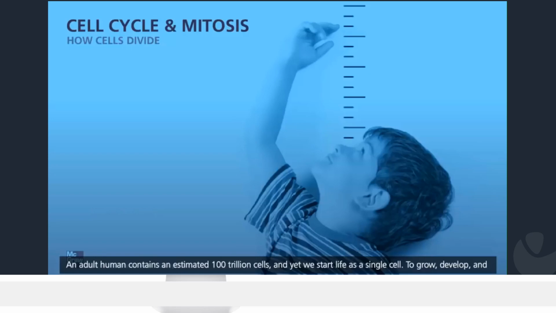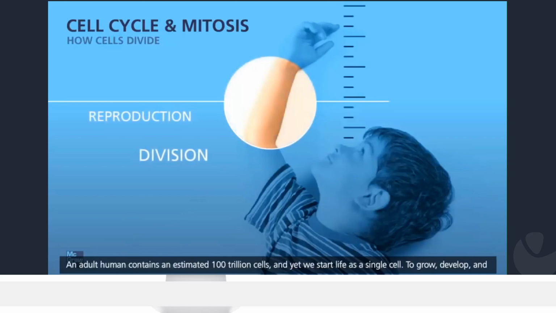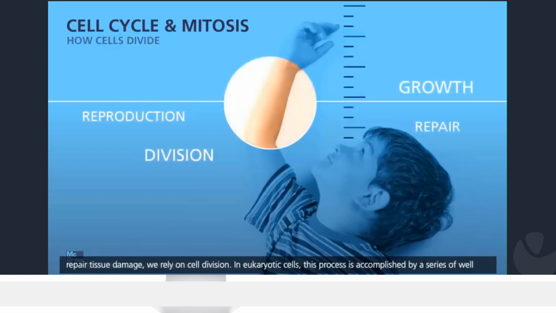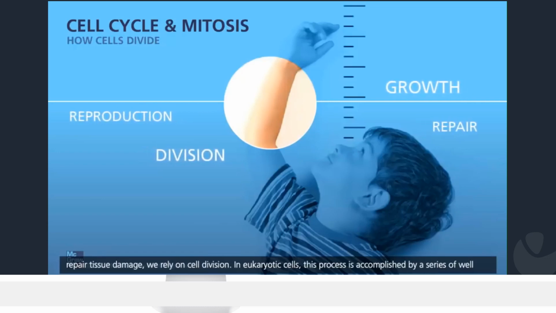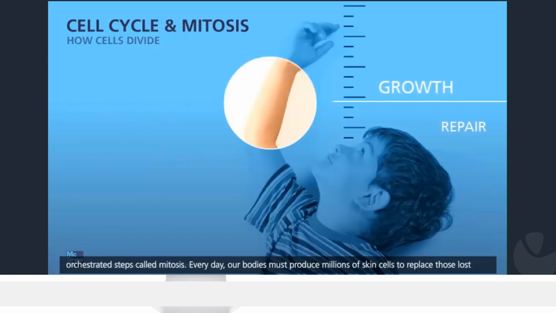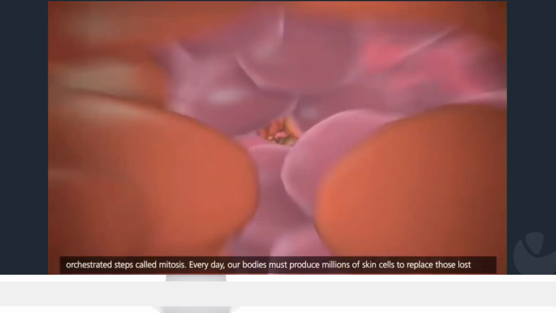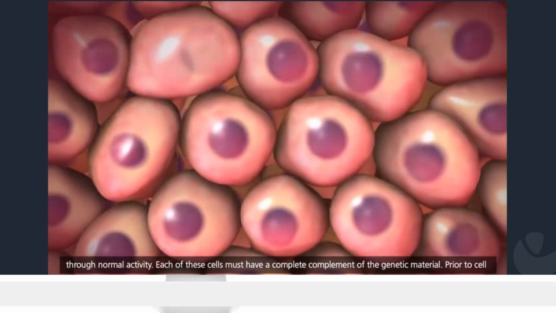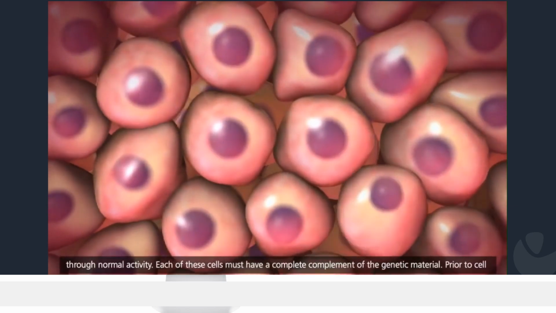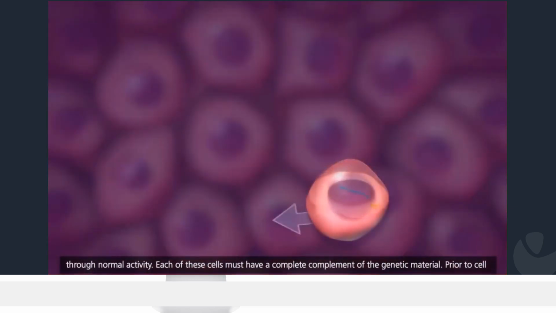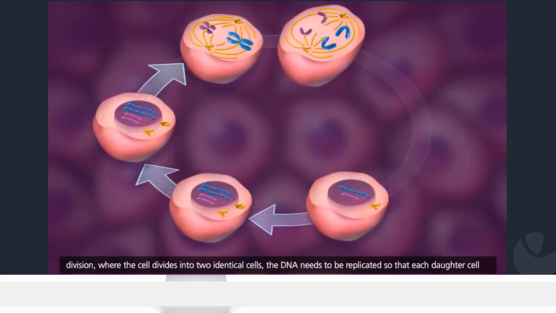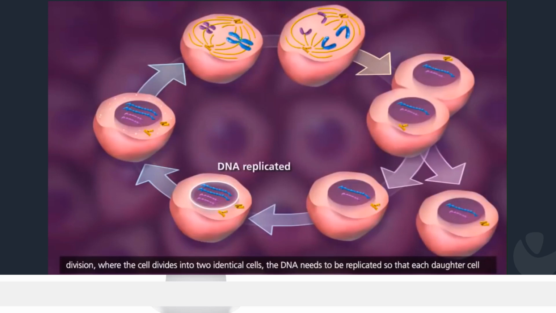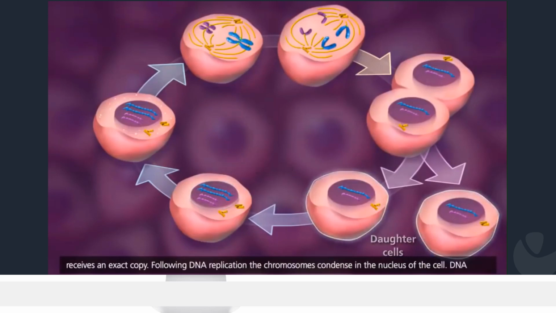An adult human contains an estimated 100 trillion cells, and yet we start life as a single cell. To grow, develop, and repair tissue damage, we rely on cell division. In eukaryotic cells, this process is accomplished by a series of well-orchestrated steps called mitosis. Every day our bodies must produce millions of skin cells to replace those lost through normal activity. Each of these cells must have a complete complement of the genetic material. Prior to cell division, where the cell divides into two identical cells, the DNA needs to be replicated so that each daughter cell receives an exact copy.